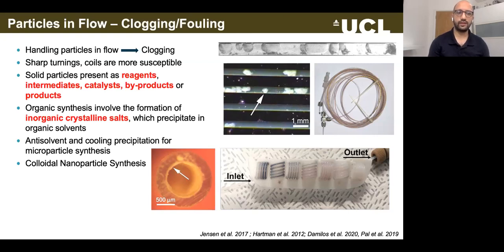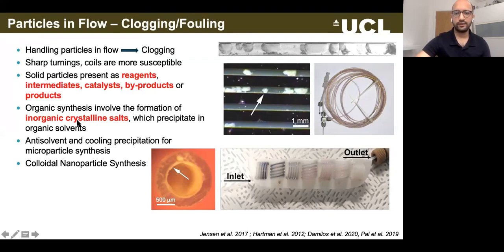And this clogging phenomenon is especially observed at sharp turnings and coils, because there is a high chance of the particles getting attached to the wall in the sharp turnings and the coils. And these particles can be present in different types of reactions, especially in organic synthesis, which involve the formation of inorganic crystalline salts, which precipitate in organic solvents. And there are other particle-oriented processes like anti-solvent and cooling precipitation for microparticle synthesis. And this whole different type of nanocolloidal nanoparticle synthesis is also a type of reaction which involves particles.